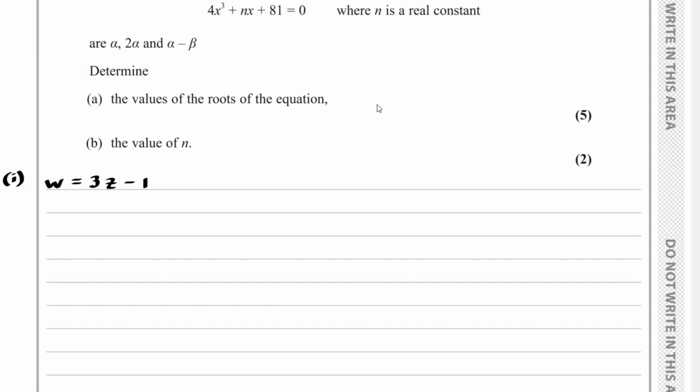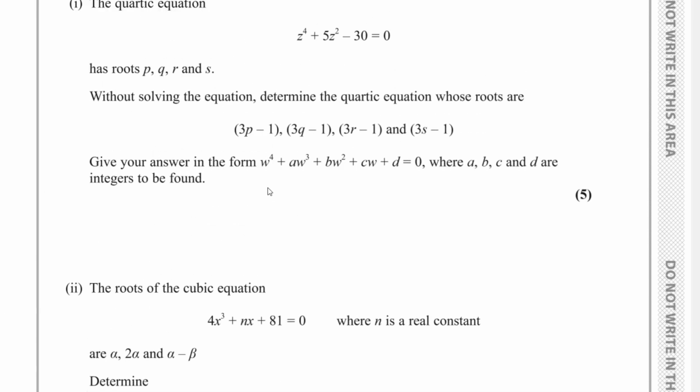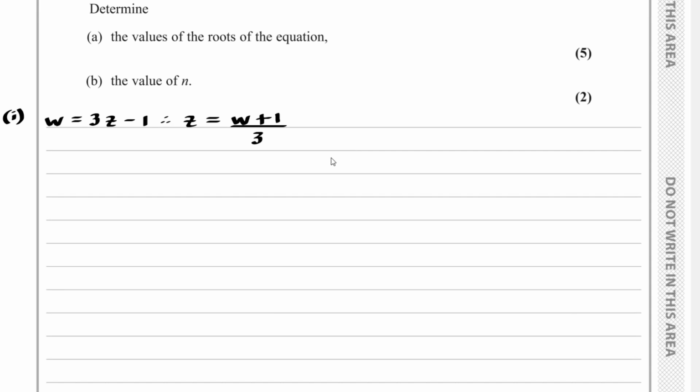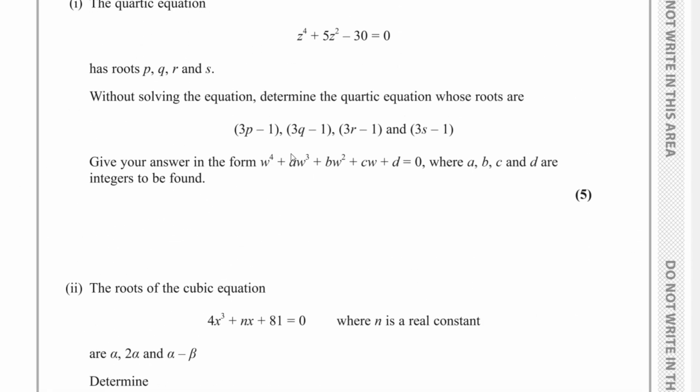To begin with, if we let w equal 3z subtract 1 and then rearrange for z, we would have z equals (w plus 1) over 3. And what we can do with this is substitute it into this quartic equation. We will then be left with a new equation in w.